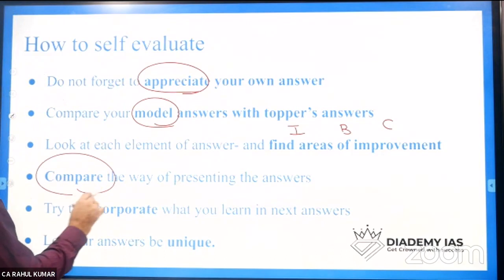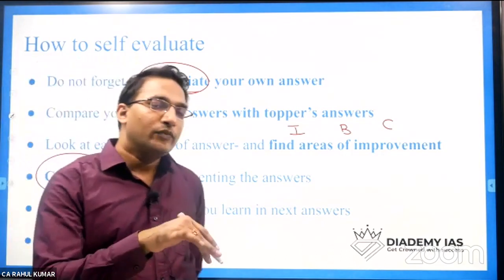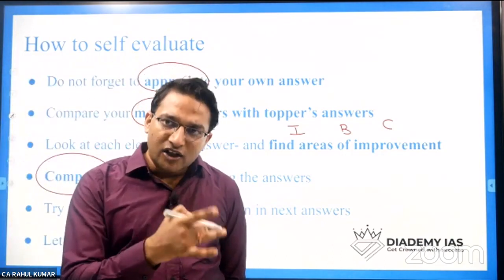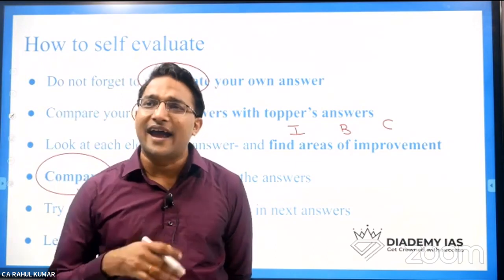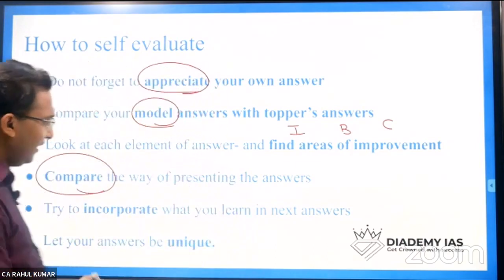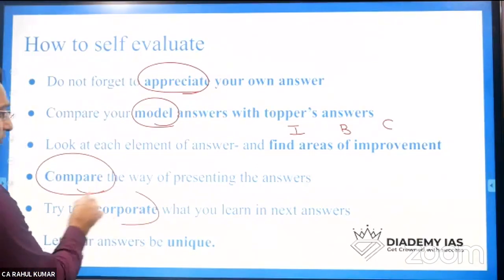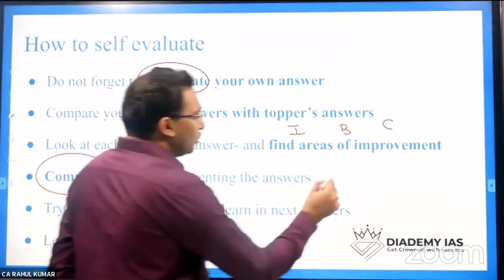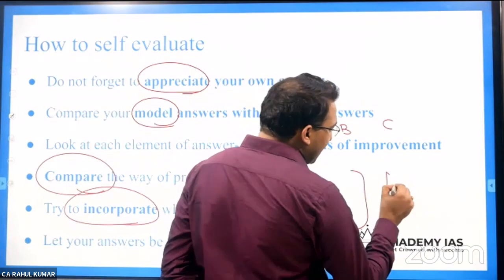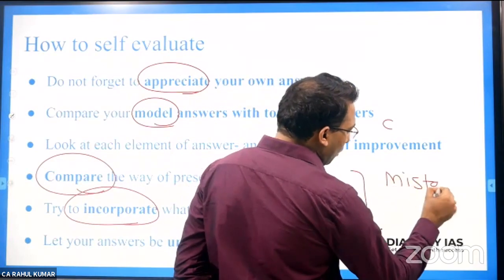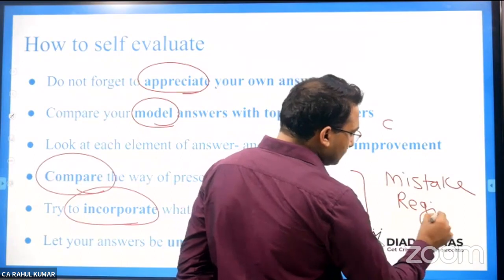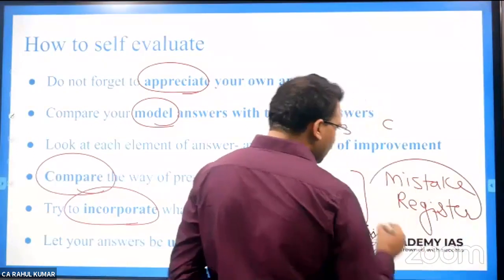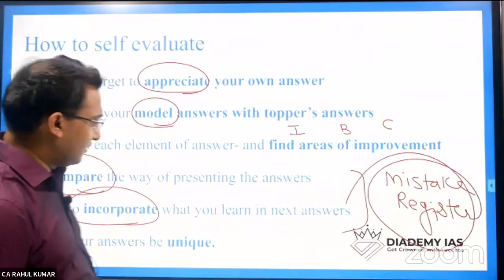Compare your own answer, the answer of the previous day, the answer which you have rewritten again 1 week before, like that. So do the complete analysis, right? Try to incorporate what you have learned in the next answer. As I told you, you must have a mistake register where you will keep noting down the problems which you are facing, okay, and just work upon those problems. So in this mistakes register you have to note it down.